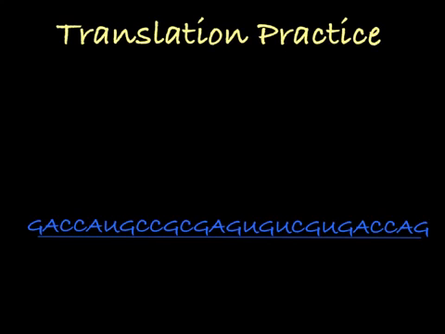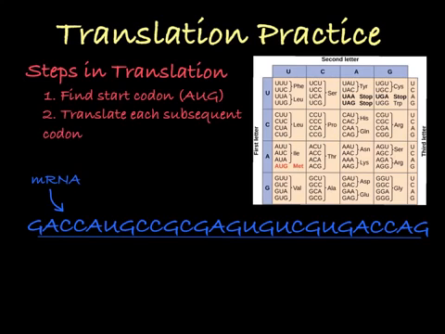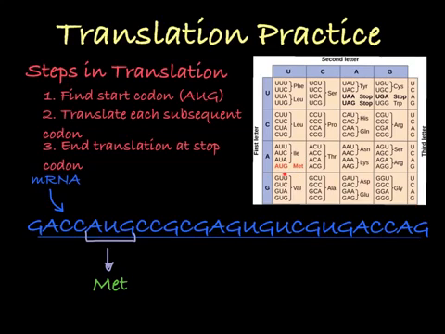So let's do a little translating practice. Here we have an mRNA molecule. To translate it into a polypeptide, I'll scan for the start codon, then I'll consult my chart for all the remaining codons until I reach the stop codon. So I scan, I find the start codon AUG, which, if I consult my chart, codes for the amino acid MET, or methionine. I then move to the next codon, CCG, which codes for the amino acid PRO, which is proline.